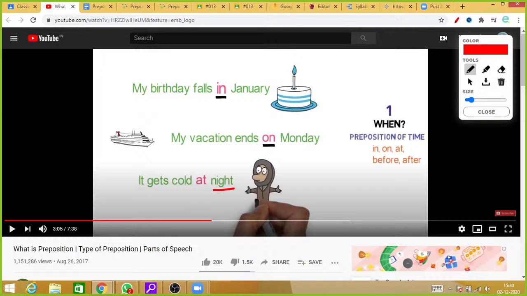Exact time. Night can be, weekend can be, or such a time, or an exact time can be, 10 AM, 12 noon. Okay? So it gets cold at night. Now Rasik, quickly give me a sentence.